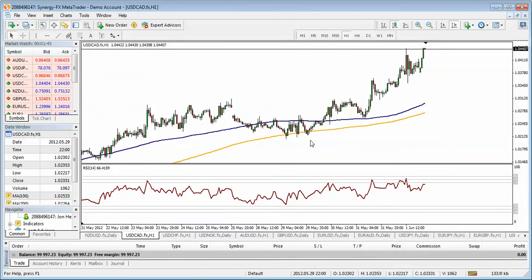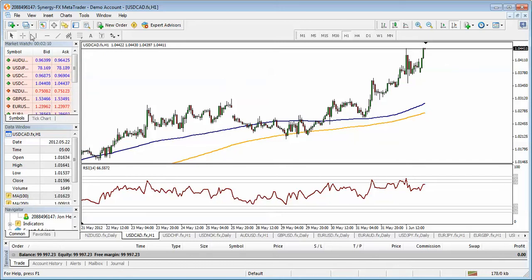Also, another pair I want to take a look at is the US dollar Canadian dollar, which we just closed at a higher high. The close of the previous bar, which was the high, was 1.3904, and we're currently trading around 1.044. So this is a pair that could see a correction to the downside, and a pretty strong correction over the next few hours and next few days.